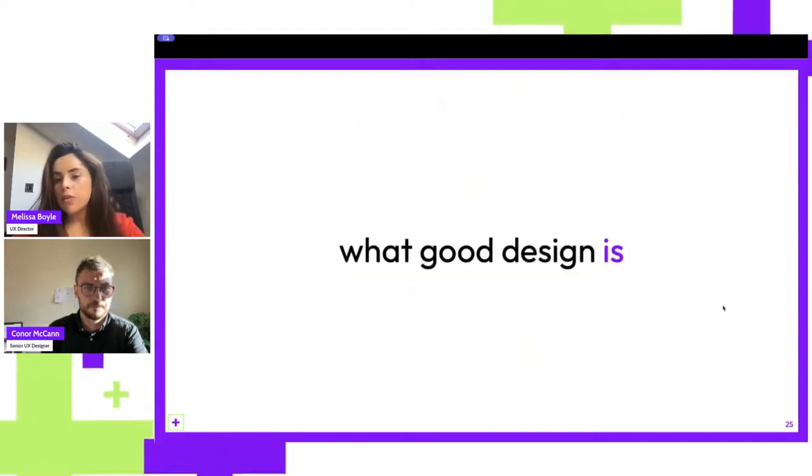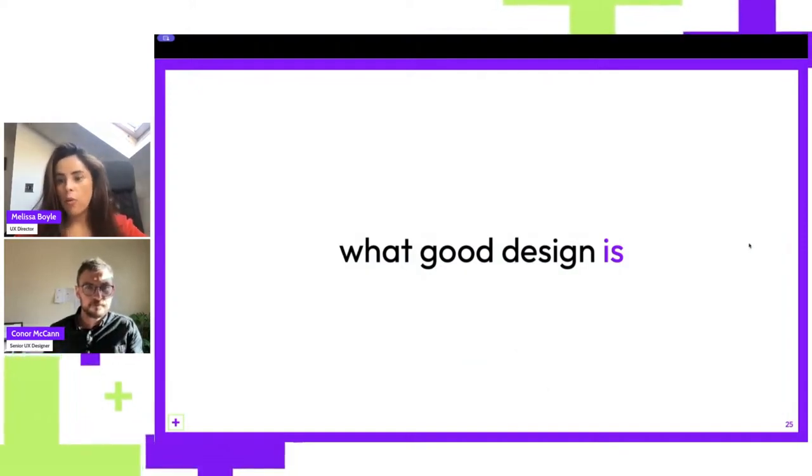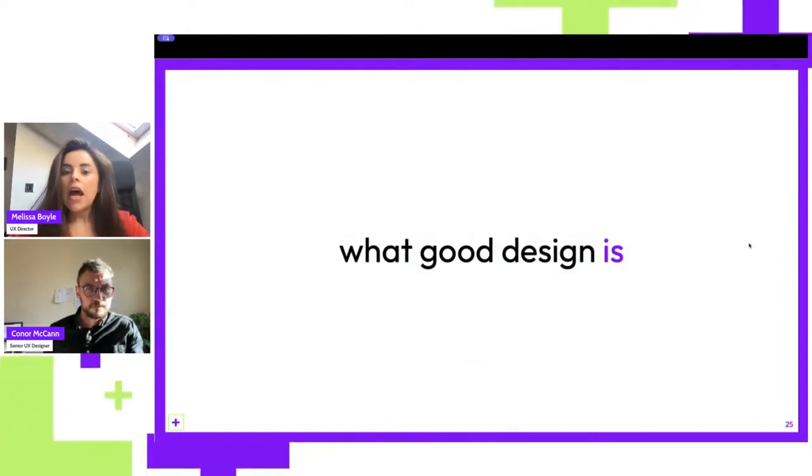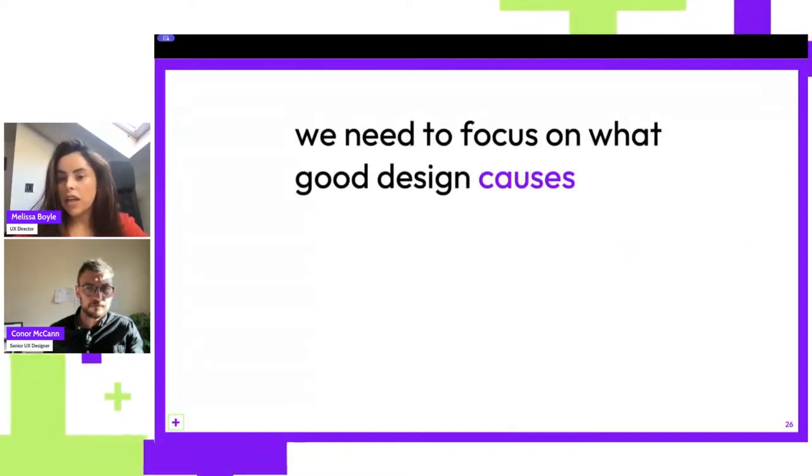So when we think about the business case for good design, we begin to think about how it performs. And what that means is that we move away from focusing on what good design is and into what good design causes. And for us, that's our responsibility to understand what good design causes and not just what it is.